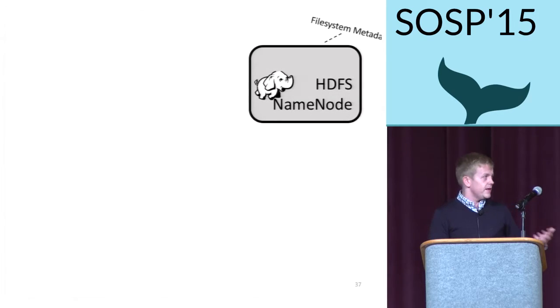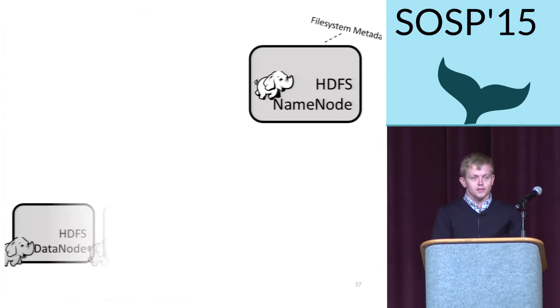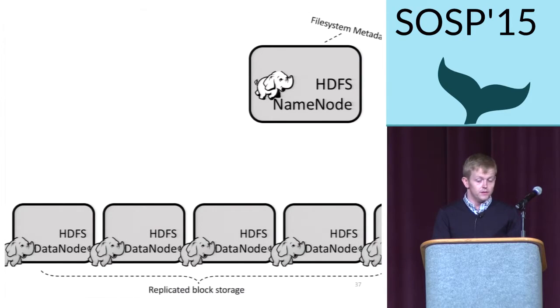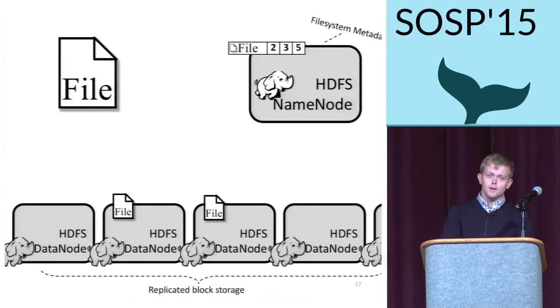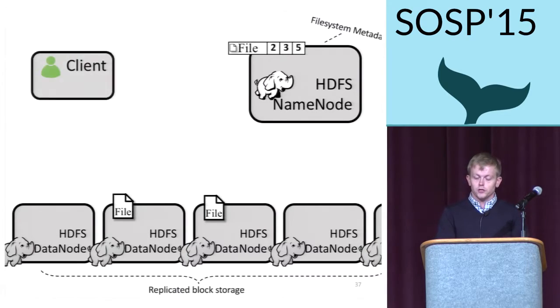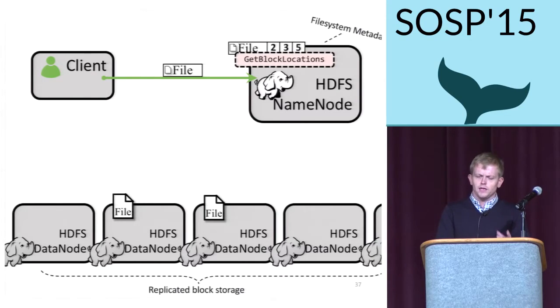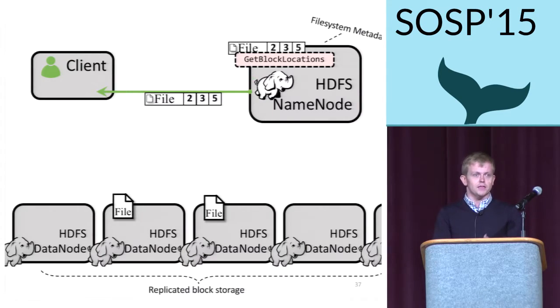HDFS comprises a central name node that stores the file system metadata, and several data nodes that store the data of the files. To store a file in HDFS, it's broken up into blocks that are replicated across the data nodes, and the HDFS name node maintains the mapping from files to blocks and their locations. So here I'm showing that the file is replicated on data nodes 2, 3, and 5. To look up a file, a client first contacts the HDFS name node to find out which data nodes have the file, and it invokes a name node procedure called getBlockLocations, passing the file name and getting back the list of replicas.